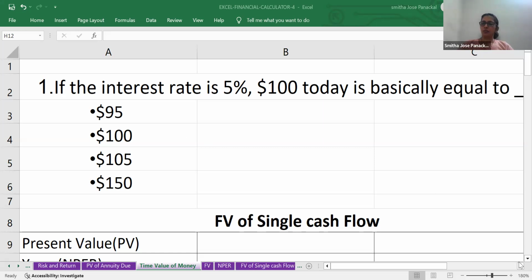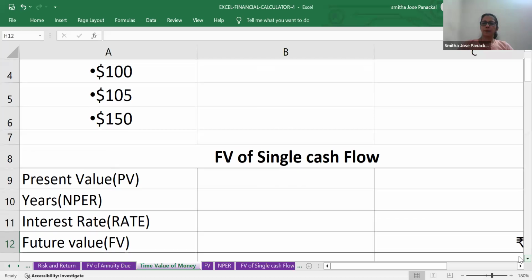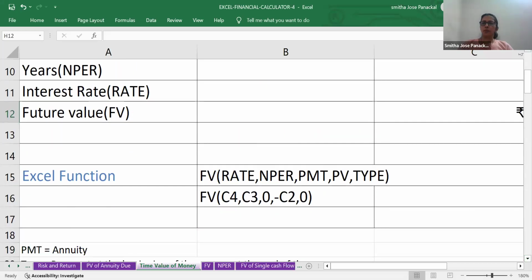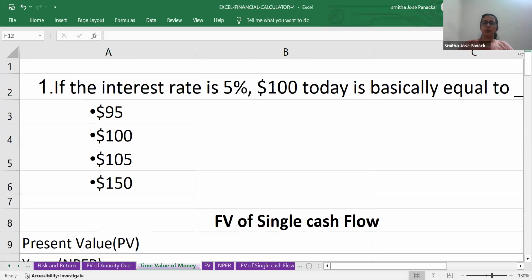These are few of the practical application of time value of money. I'll show you 2-3 examples. We'll get an idea about how to calculate time value of money. Basically, time value of money is about the calculation of future value and present value.